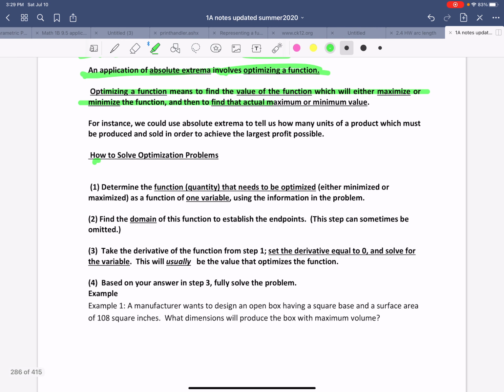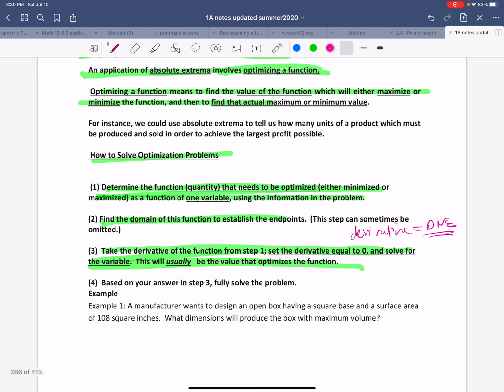To solve optimization problems, we would determine the function which we want to optimize, and then we would find the domain of the function. Then we would find the derivative of the function and set the derivative equal to zero, or find where the derivative does not exist. So either the derivative is zero or the derivative does not exist. Those are the points where I can have maximums and minimums.